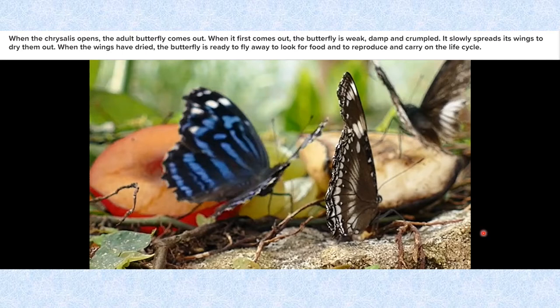When the chrysalis opens, the adult butterfly comes out. When it first comes out, the butterfly is weak and damp and crumpled. It slowly spreads its wings to dry them out. When the wings have dried, the butterfly is ready to fly away to look for food and to reproduce and carry on the life cycle. Aren't they beautiful? I love butterflies.